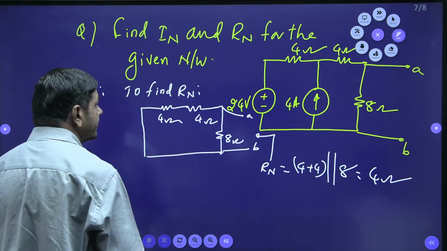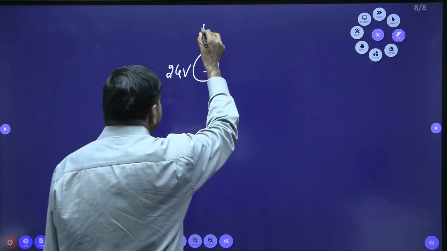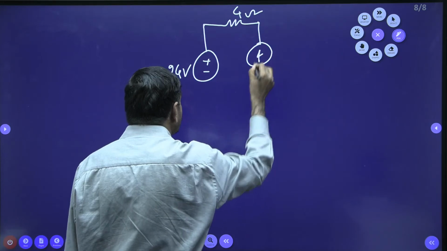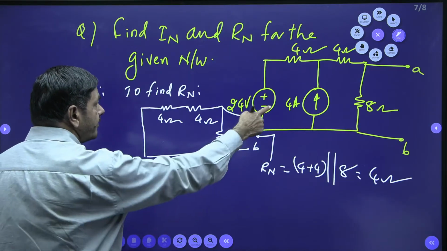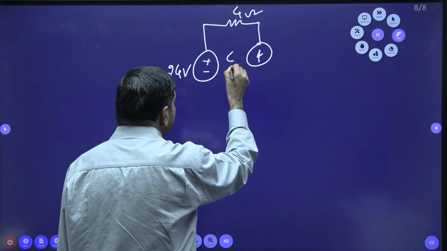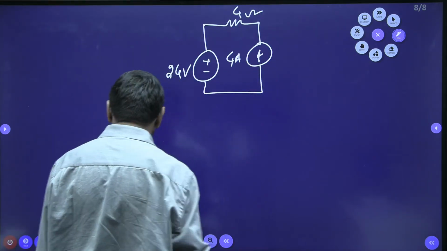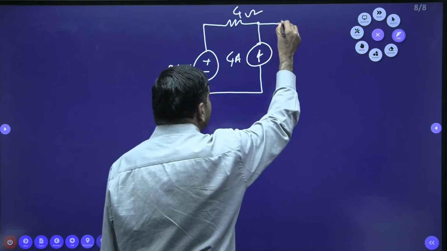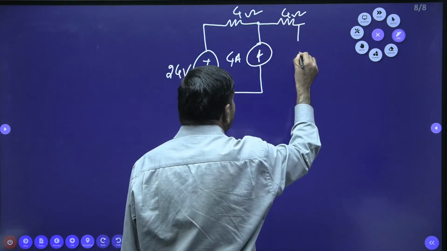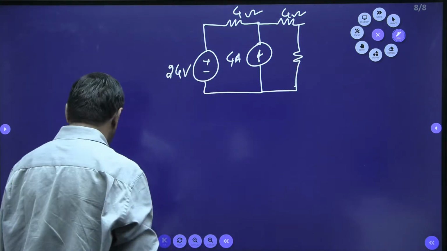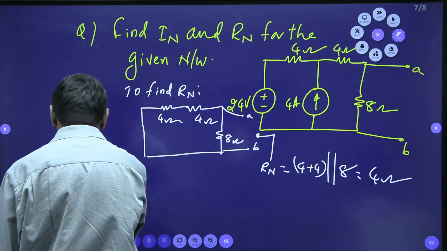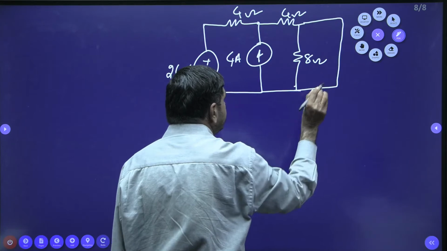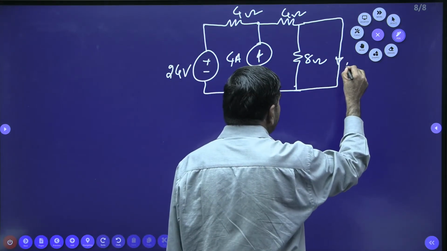24 volts is connected here, and a 4 ohm resistor is connected this side. This is 4 ohm, here connected with a current source. That current source is given as 4 amperes. And also connected here, on this side, there is one 4 ohm resistor. And we got one more resistor here, which is 8 ohms. This 8 ohm resistor is connected directly here. This current is nothing but the Norton's current only.